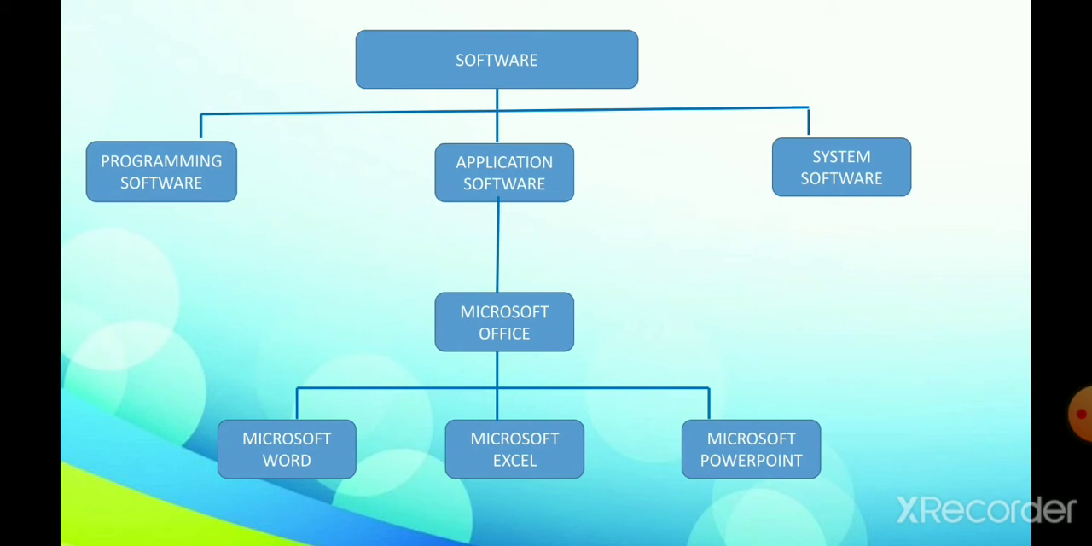Now we discuss software. Software is a term used to describe a computer program, which is a set of instructions that tells the computer what to do. Software can be split into three categories. As given there: programming software, application software, and system software.